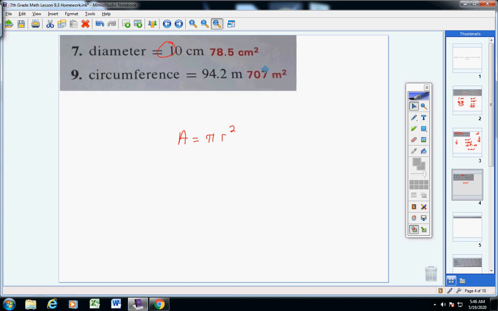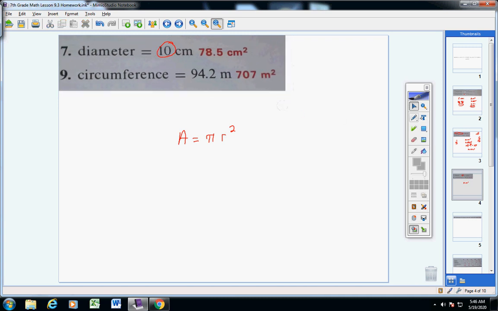Okay, but now they're giving us the diameter. Okay, so no problem. Here we go. Area equals pi r squared. They've told us to use 3.14. Well, I don't know what my radius is, but I do know my diameter. My diameter is 10. So if my diameter is 10, then my radius has to be what? 5. So right here, I'm going to put 5, and here we go. 3.14 times 25.